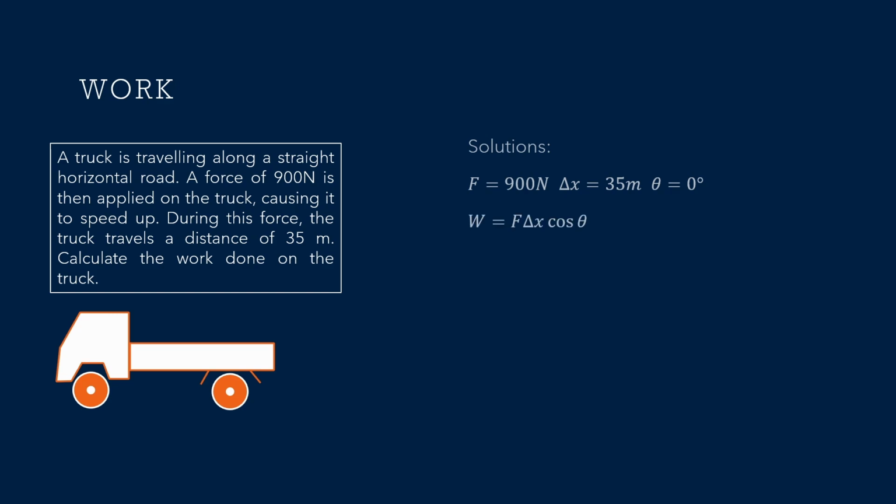And we know that formula, we've just been introduced to it. W is equal to F change in x cos of theta. Substituting in everything, we get W is equal to 900 multiplied by 35 multiplied by cos of 0. That will give me 31,500 joules, or 31.5 kilojoules. And that is how you solve that particular problem.